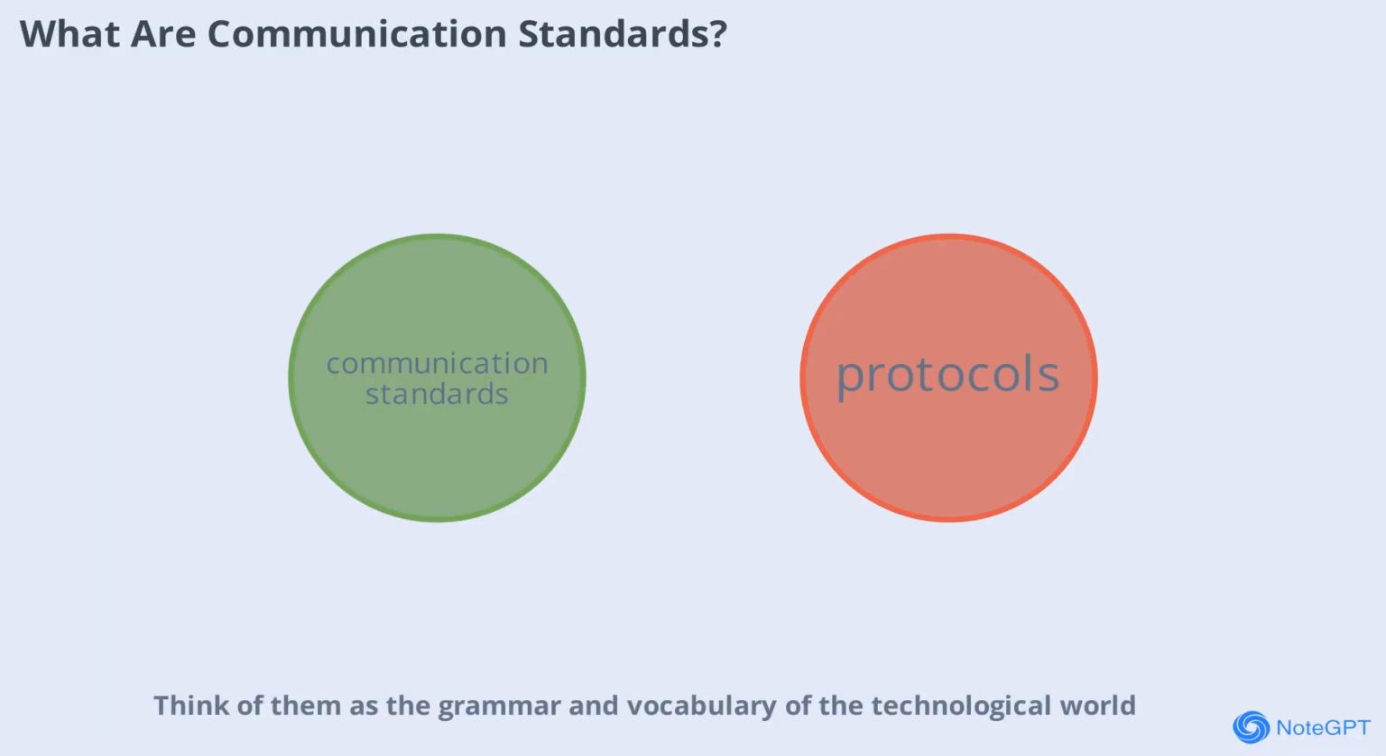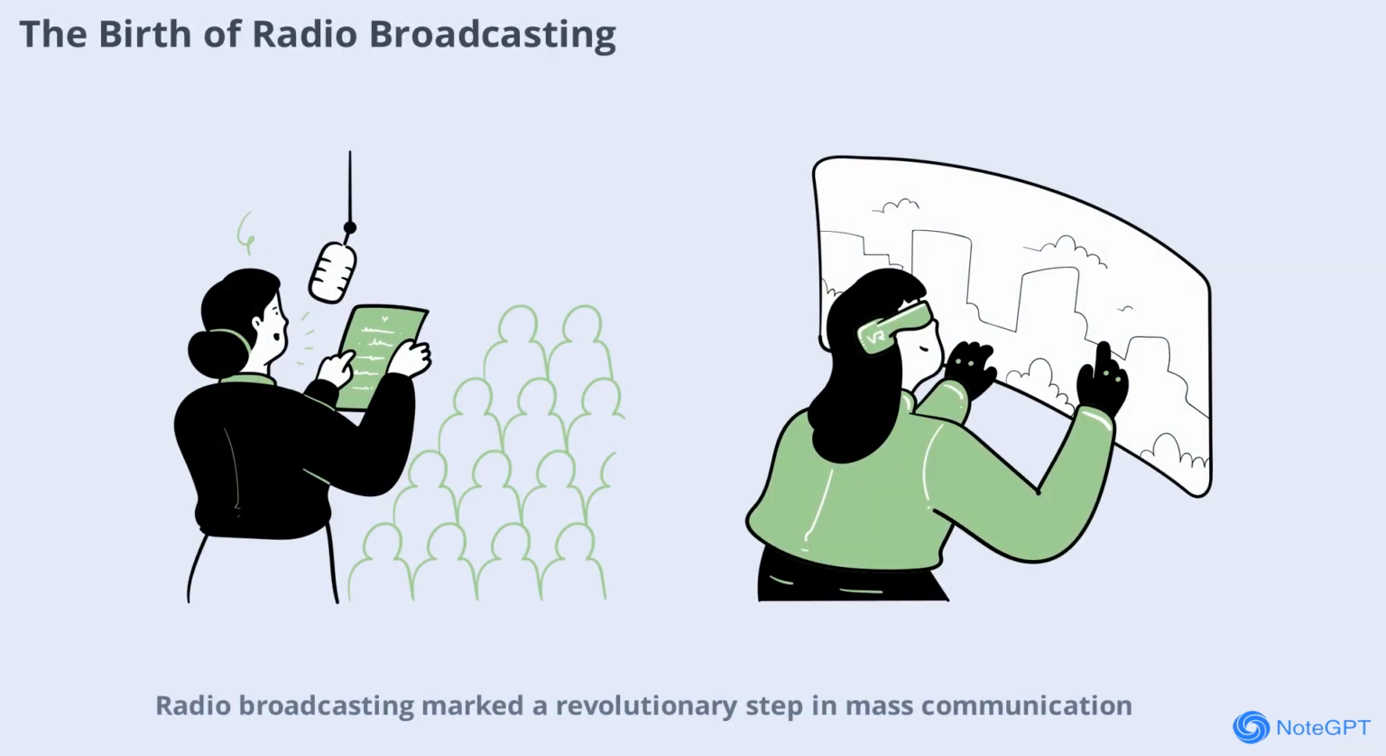Think of them as the grammar and vocabulary of the technological world, allowing radios, televisions, telephones, and satellites to speak the same language. As we move forward, keep in mind how these standards have enabled the rapid growth of global communication. Radio broadcasting marked a revolutionary step in mass communication.